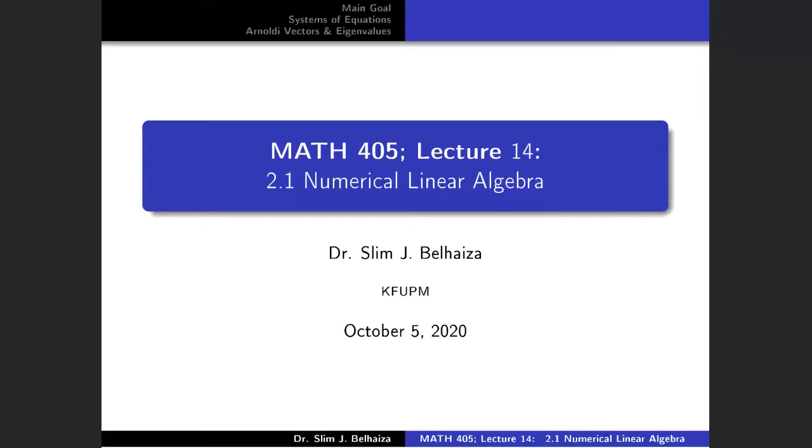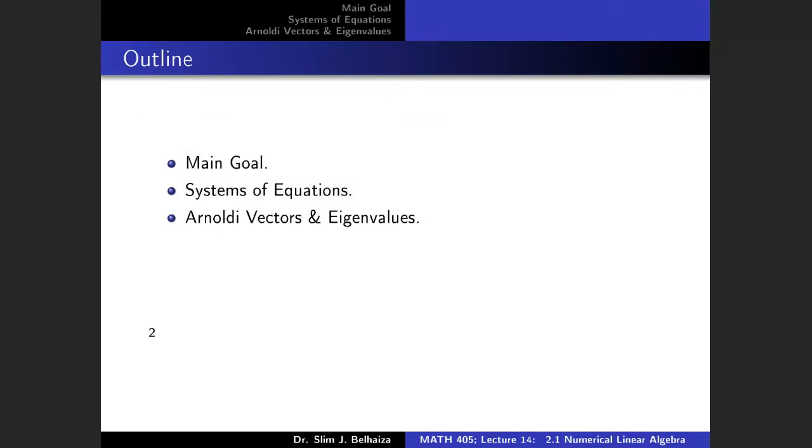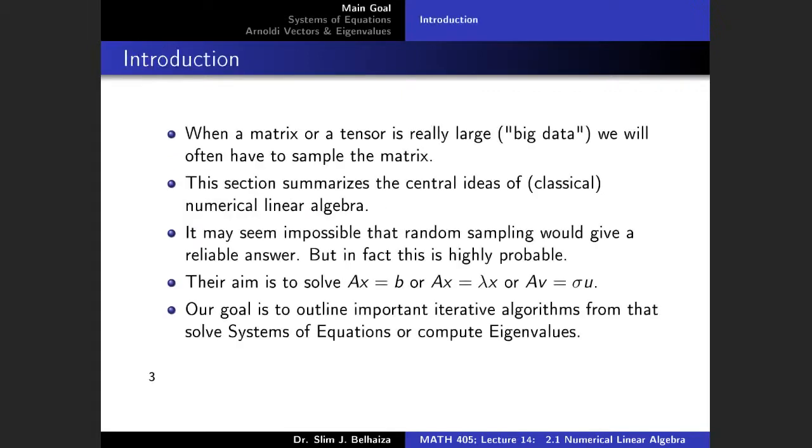So let's go back to it. Last time we started talking about numerical linear algebra, and we already talked about Krylov spaces, right? Subspaces. So this is the main goal of the presentation, to talk about systems of equations as we did last time. And now we'll dive deeper into what we call Arnoldi vectors and eigenvalues. And I'll show you how to do this computation, okay? So I'll go a little bit quickly through what we covered last time.